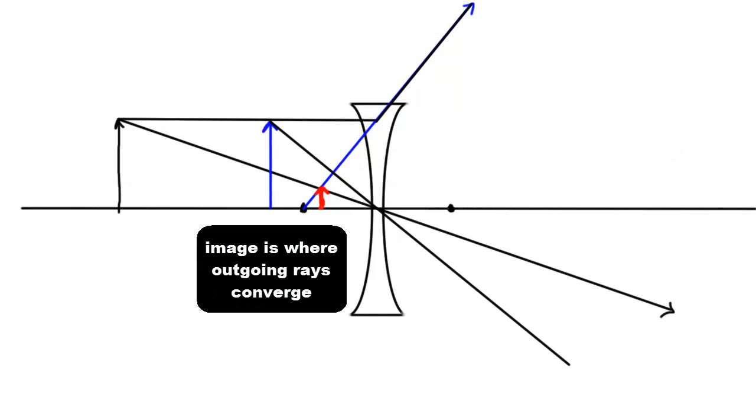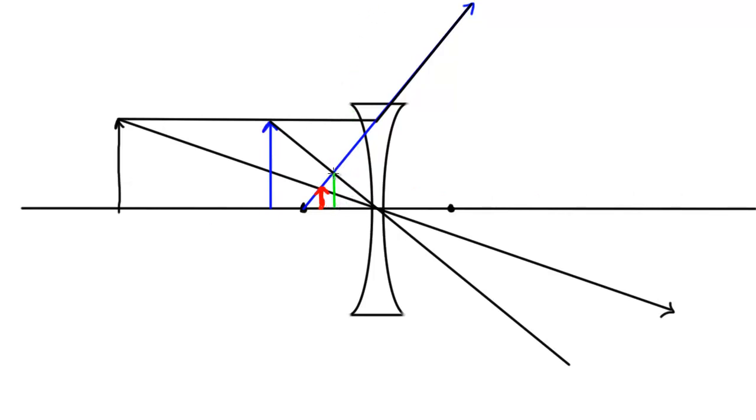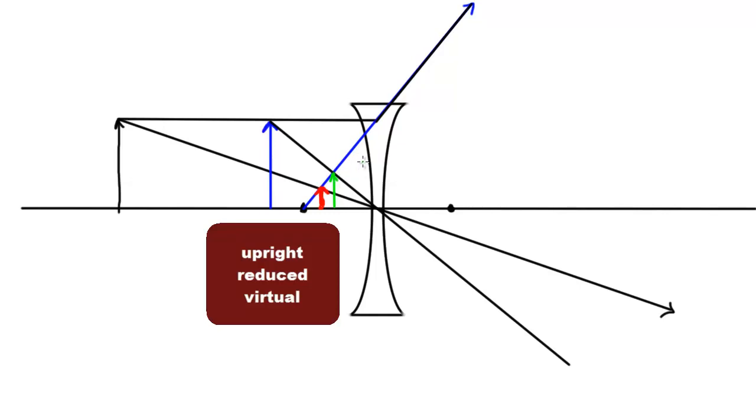So when I draw this new image, which I'm going to make green this time, the only real difference is that it's a little taller. But it has the exact same image characteristics. It's upright, virtual, and reduced.